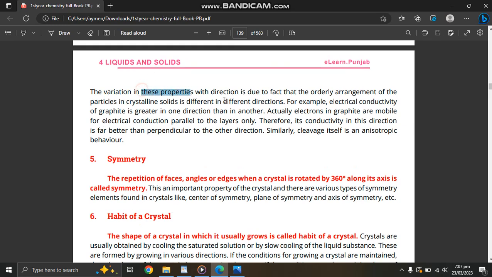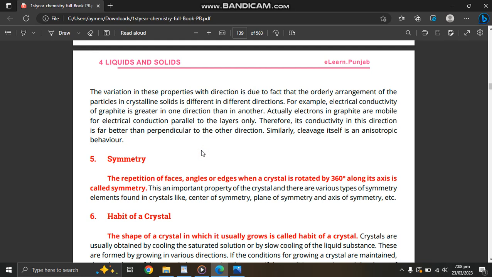The variation in these properties with the direction is due to the fact that the orderly arrangement of the particles in the crystalline solid is different in different directions. For example, the conductivity of graphite is greater in one direction than in another. Actually, the electrons in graphite are mobile for electrical conduction parallel to the layers only. Therefore, its conductivity in this direction is far better than in the perpendicular direction. Similarly, cleavage itself is an anisotropic behavior.